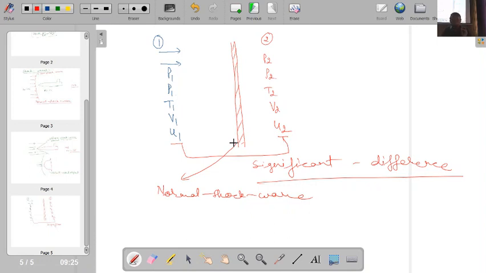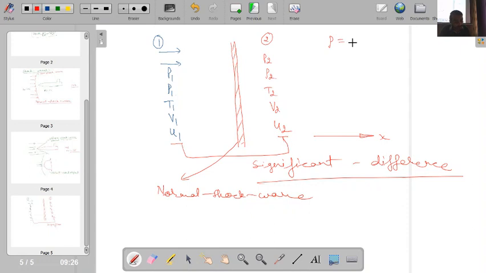One important point: in compressible flow, in whatever analysis we are doing, we are not considering viscosity. So we are considering an inviscid situation. If the flow is exactly normal to the shock wave, I will find that the variation of property is only in the x direction. I will not find any variation in the y direction and z direction.